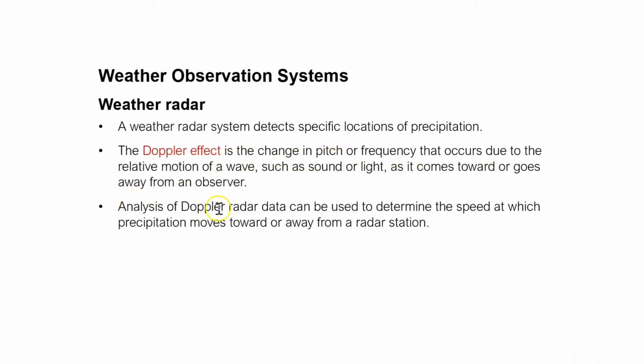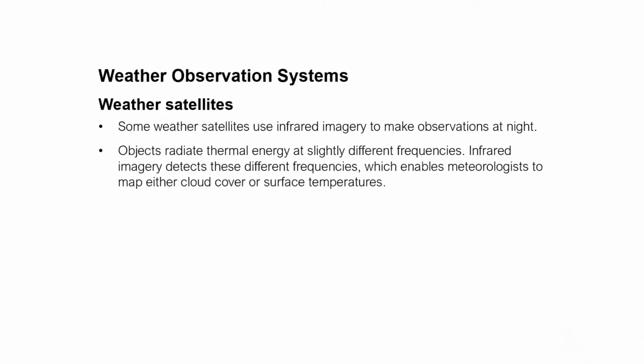And so you can use your analyses of Doppler radar to determine the speed at which precipitation is moving. For example, you could track the position and the change in position of a hurricane, and you could help people to understand when a hurricane is going to make landfall. So you could help keep people safe, so people know when to evacuate, and that information is useful for saving people's lives.